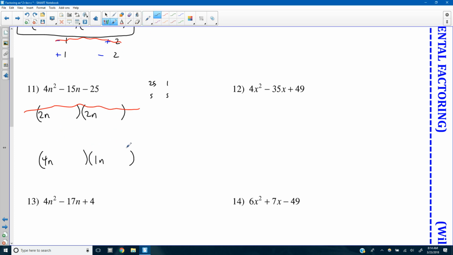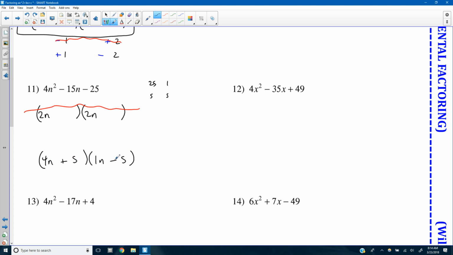Let's try 4 with 25. Clearly that won't work. 100. 4 with 1 might work. A negative 1 and 1 with, or a positive 1 and a negative 25. So that'll be 4 minus 25. No, that doesn't work. So my last chance is if I can use a 5 and a negative 5. And if I want my negative to be larger, in this case here, then I want to multiply it by the 4. So I want the negative 5 here, and I'll have the positive 5 here.